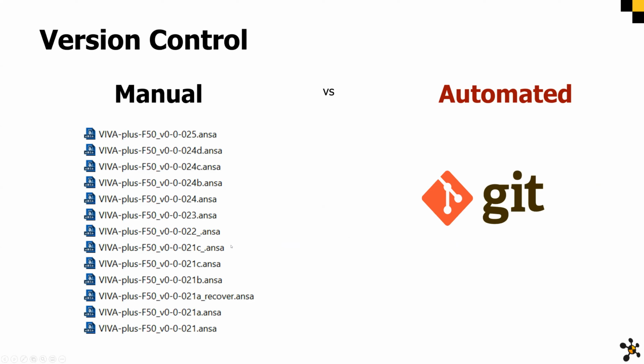And this was just me. And imagine if there's more than one person collaborating, then it becomes even worse. That's where we want to automate the version control, and that's what Git is for.